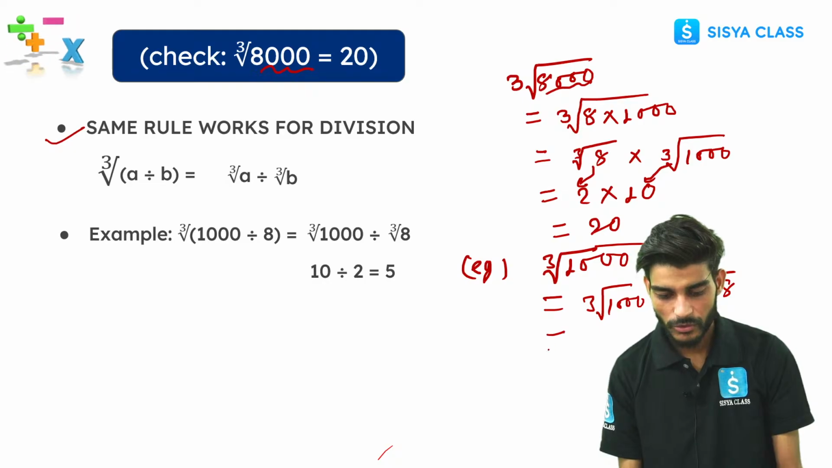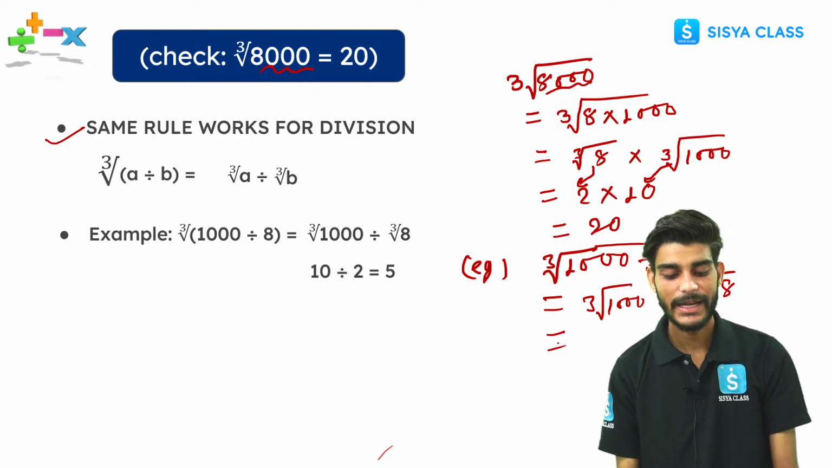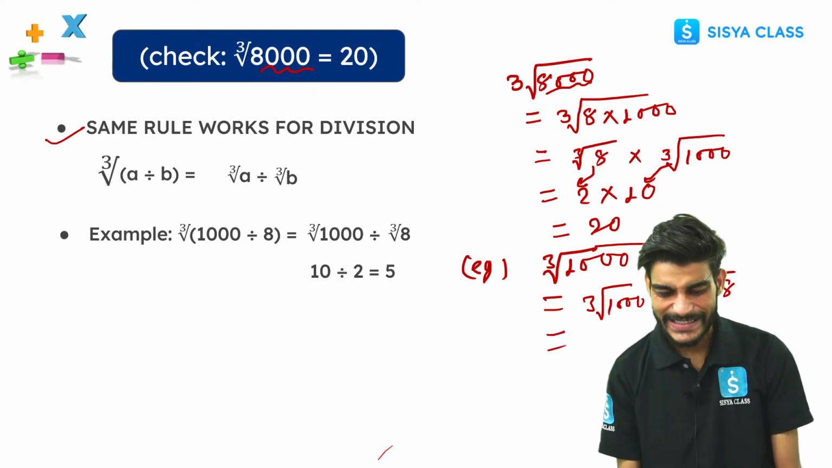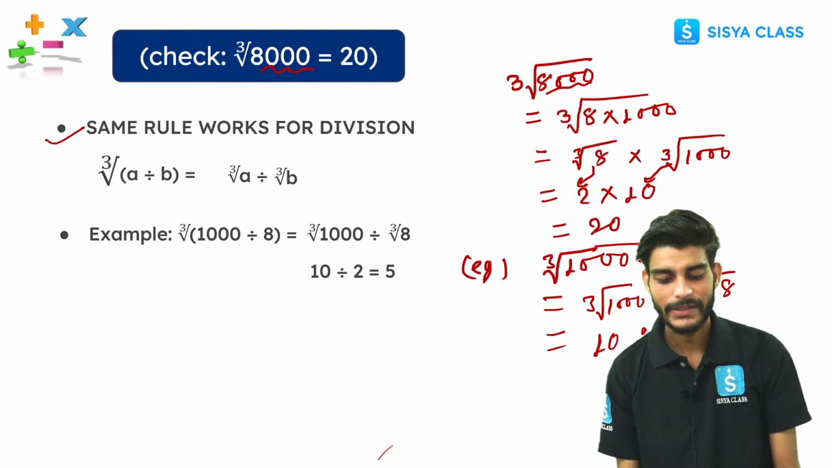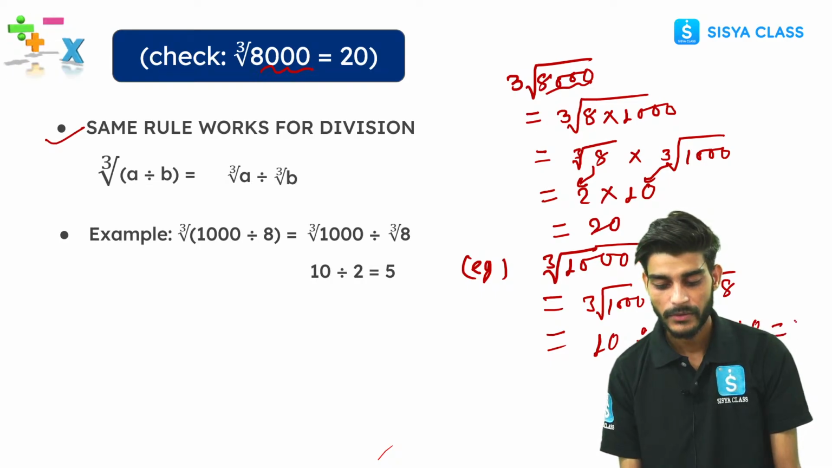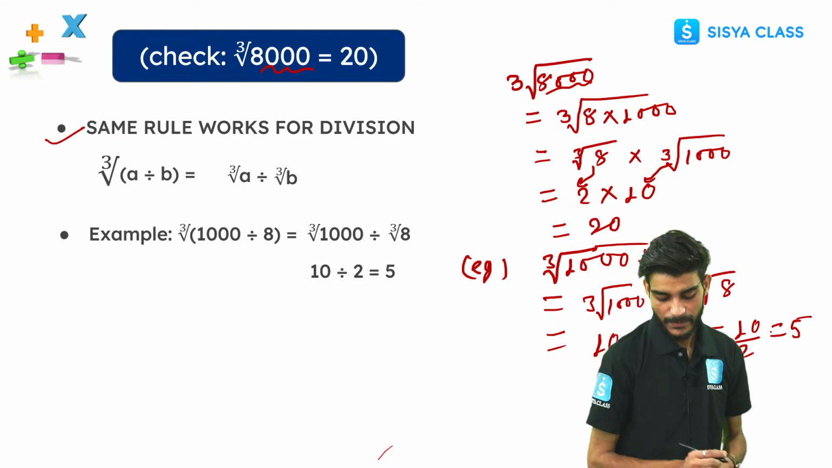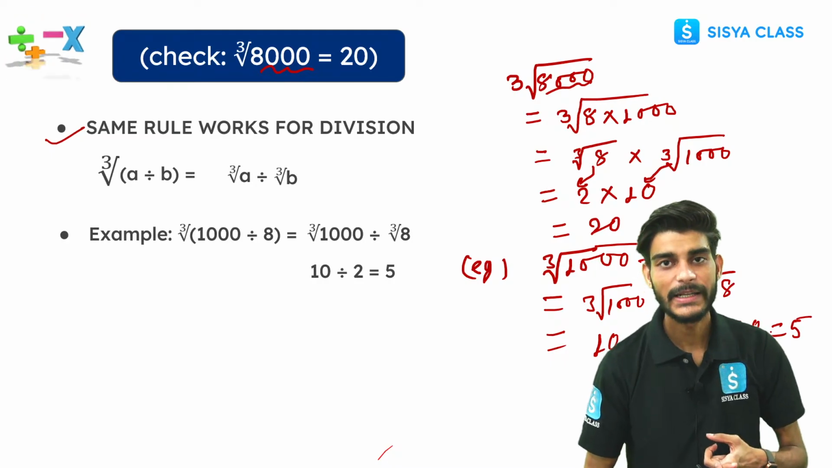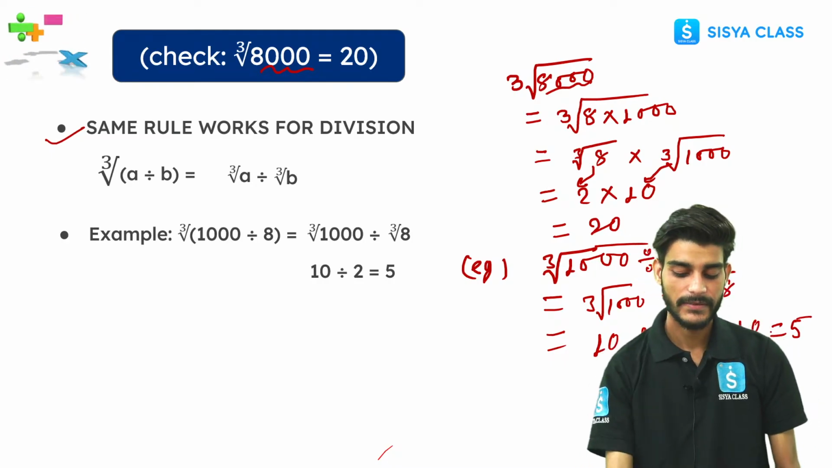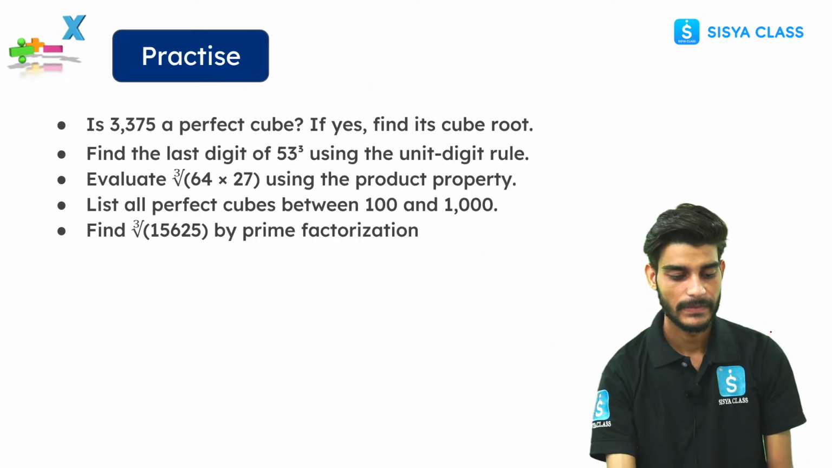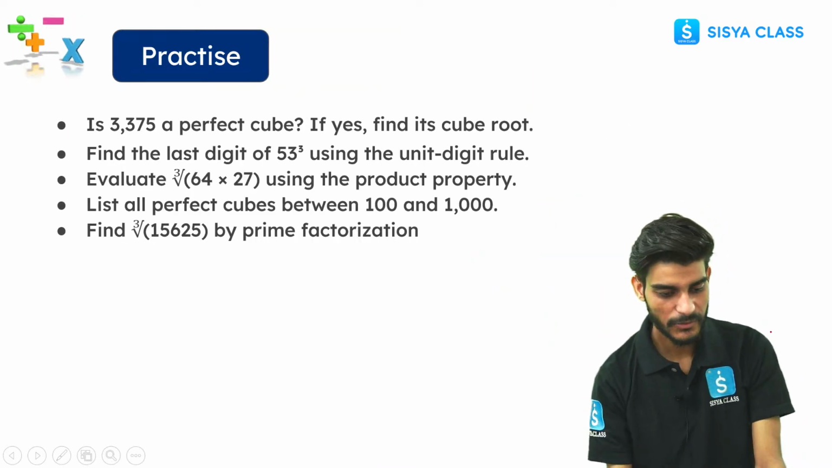So what is the cube root of 1000? Can you tell me? Cube root of 1000 is 10. What is the cube root of 8? Cube root of 8 is 2. So 10 divided by 2, basically I can write this as 10 by 2, which is 5. Clear? So the same property is applicable for multiplication as well as division. Now let's practice some questions.